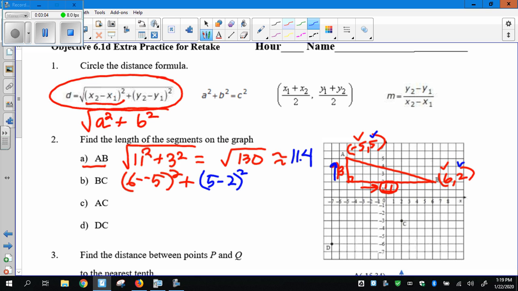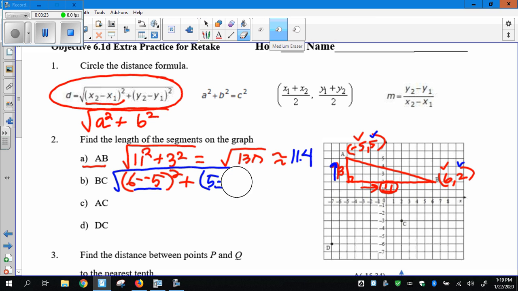Now, when I do the subtractions, I always subtract the smaller number from the bigger number. That way I don't have to worry about negatives. But if you did get a negative, just remember, when you square a negative, you get a positive. So, anyway, this is 11. This is 3. And so you can also use the formula to find those answers.